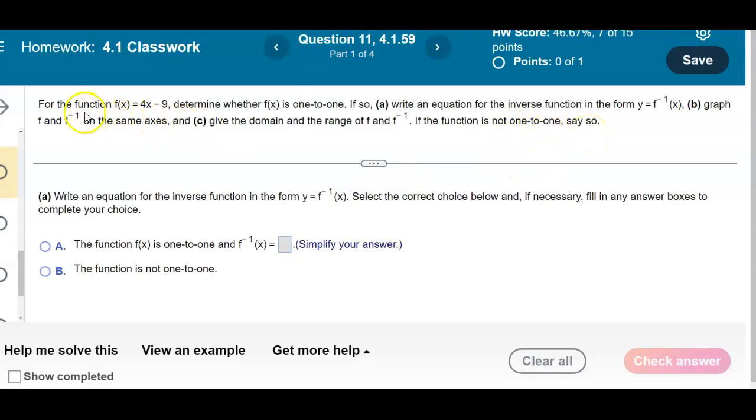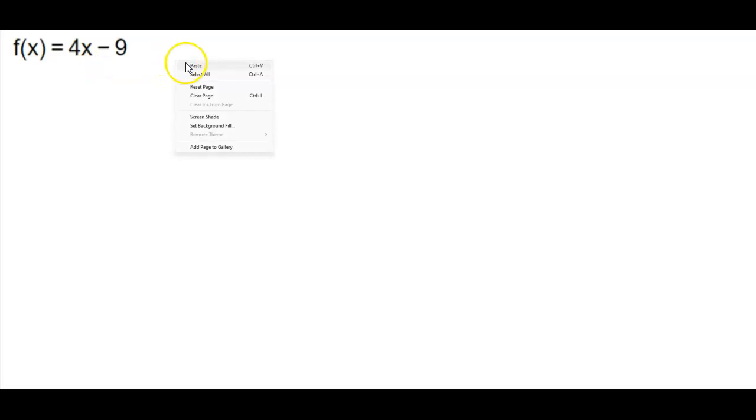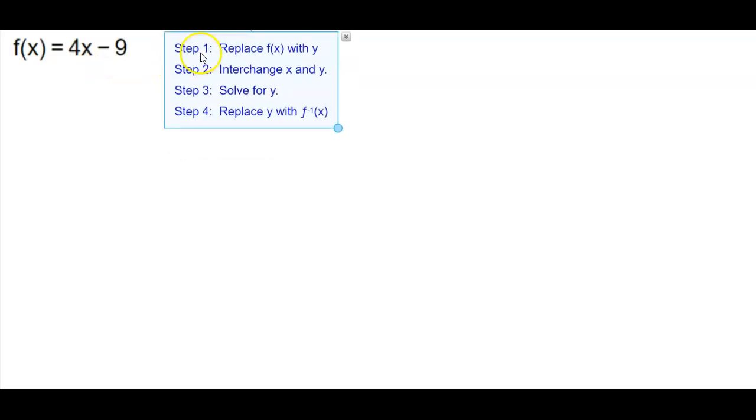Okay, so the first thing is you want to be able to, for the function f of x, determine if it's 1 to 1. Well, if we take a look at this function, this is already a 1 to 1 function. Now we want to be able to write the inverse of this function. So let's go ahead and do that. When we want to find the inverse of the function, the first step is to replace f of x with y. So we know now that f of x is going to become y, which is equal to 4x minus 9.